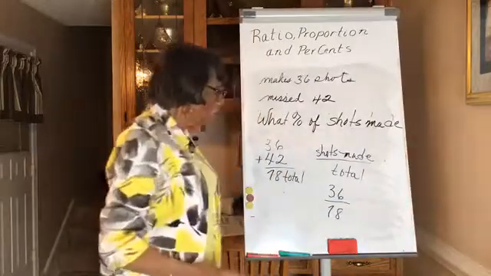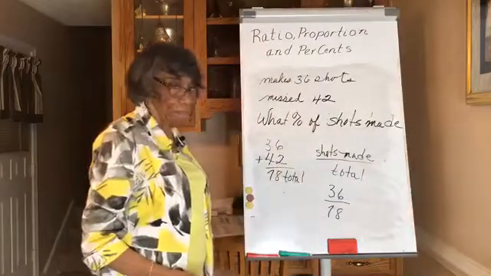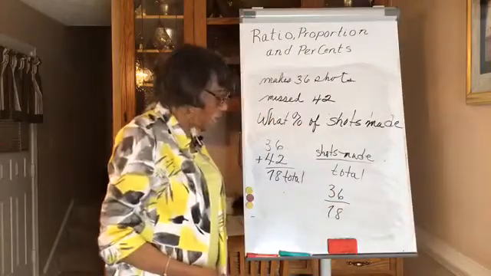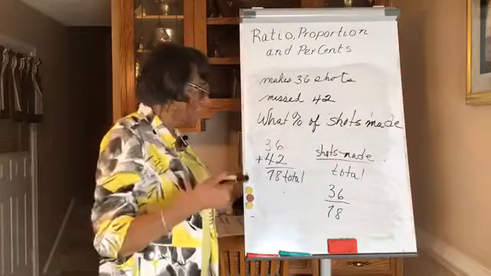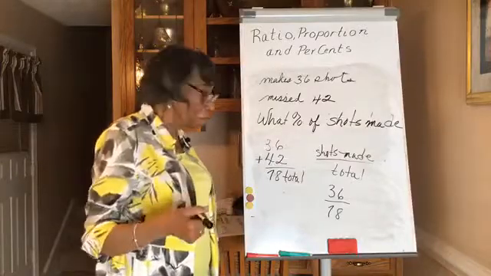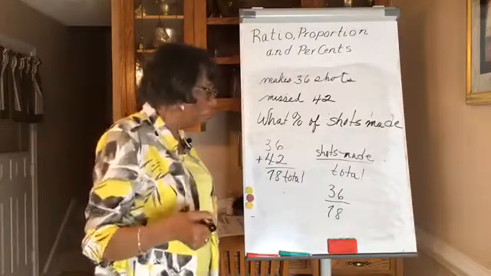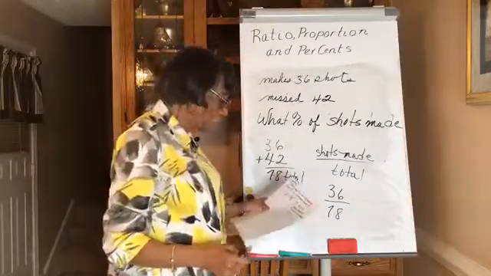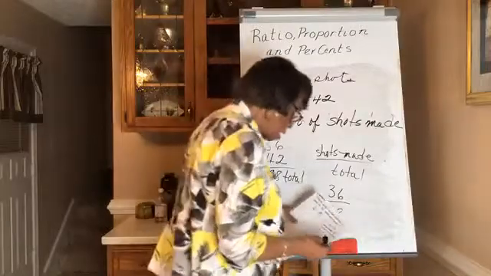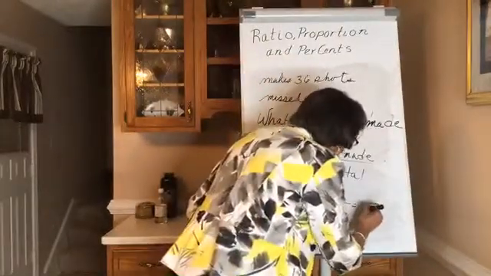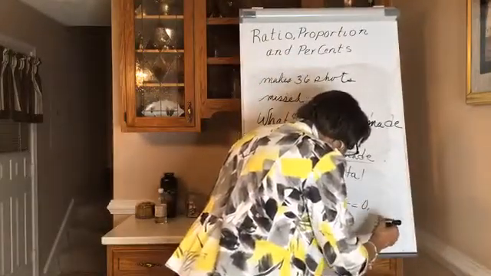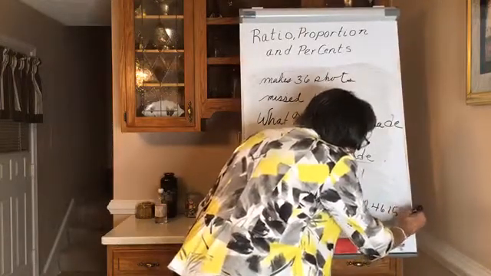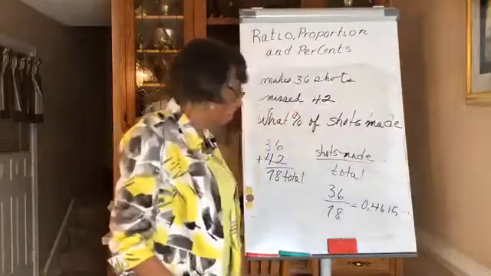Now, one thing we could have done was divide that, because this means 36 divided by 78, and then express that number, which would be a decimal, as a percent. So do that on your calculator, because we don't have much time. And you should get a number like 0.4615... It goes on and on.